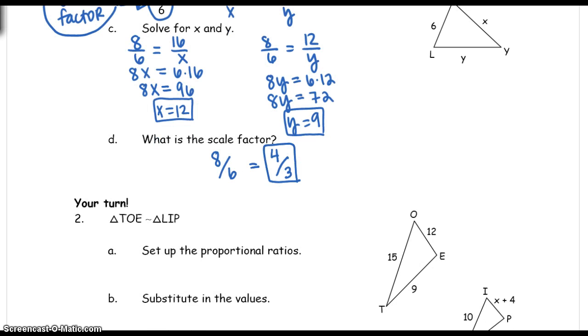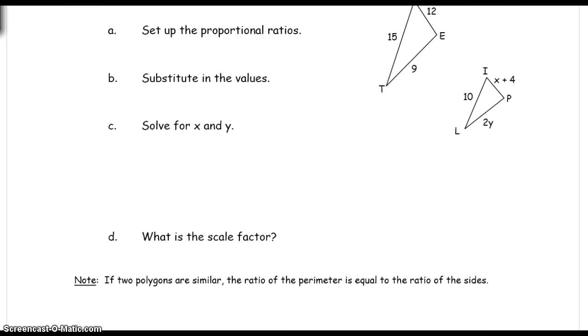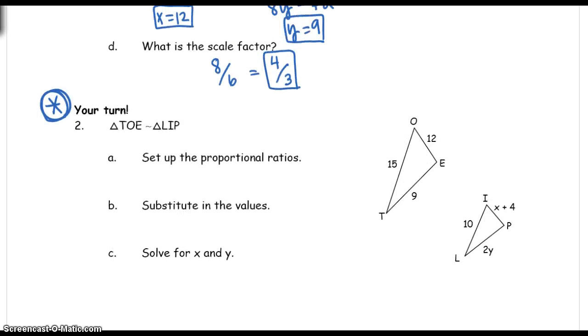This next problem right here, I'm going to have you all do. So make sure you have this problem completely done when you come into class and see me the next time. And I do want to make a little note down here because we're going to talk about it in class, okay? If two polygons are similar, the ratio of the perimeter is equal to the ratio of the sides, okay? We're going to talk about a little bit of that in class. You're going to run into that, and we'll cross that bridge when we come to it, when you see that in class.